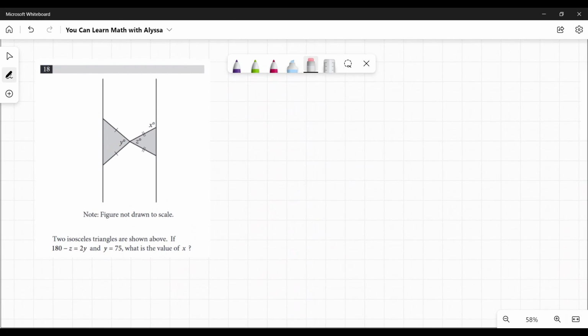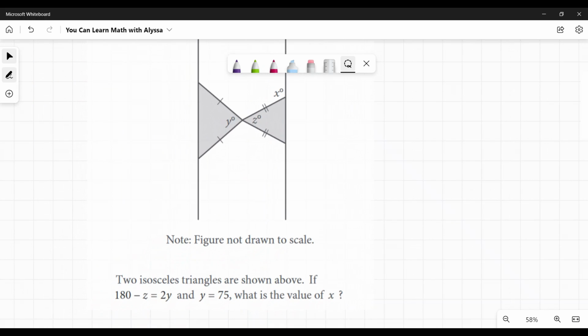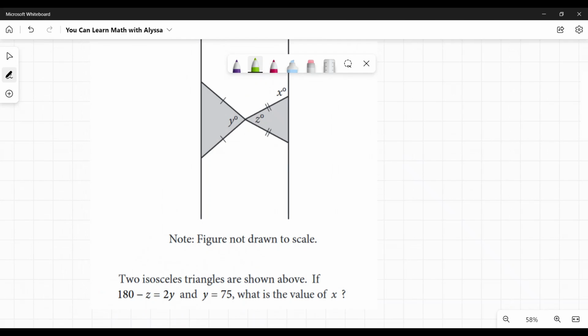Right, number 18, another figure not drawn to scale. Watch out for these. Two isosceles triangles are shown above. If 180 minus z equals 2y and y equals 75, what is the value of x? I'm going to make this bigger, so we can draw on this puppy. Why are they called puppies? I don't know. So two isosceles triangles, and they've indicated it with their little hash lines.